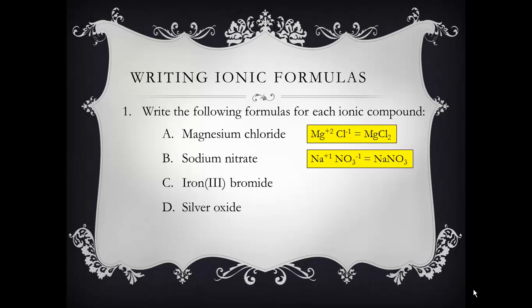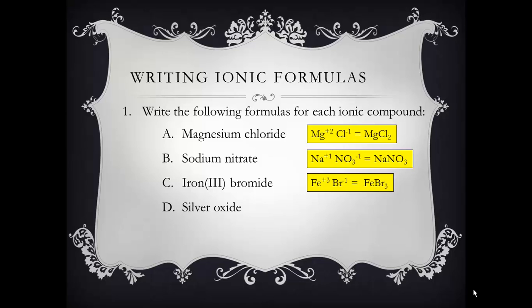Iron(III) bromide, you have the III Roman numeral that tells you the charge, so you don't have to use the periodic table. Bromine is a halogen, -1. So you do your drop and swap. The 3 goes to bromine, the 1 goes to Fe, so it's FeBr3.